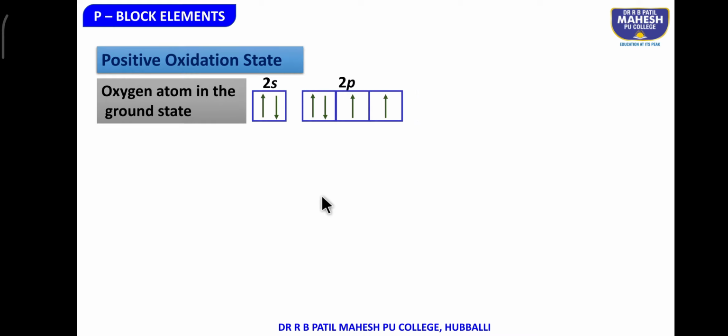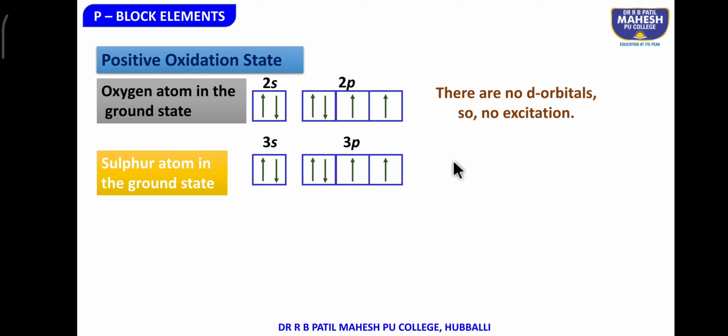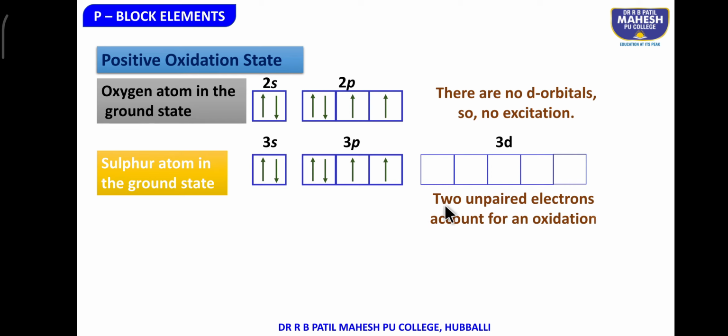So how do they get a positive oxidation state? For the oxygen atom in the ground state, there are no d orbitals, so there is no possibility of excitation. But in the case of sulfur, we have 3s2, 3p4 and an empty d orbital in the outermost valence shell. So automatically there is a possibility of an electron getting excited to the 3d orbital. Two unpaired electrons account for the oxidation state of +2.